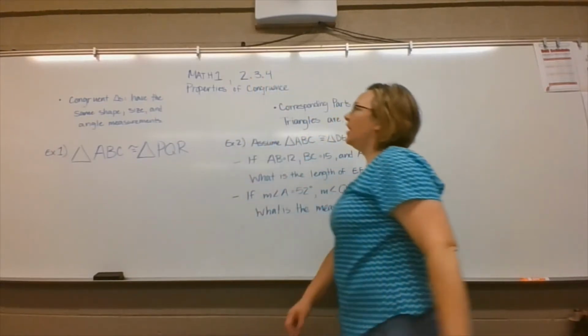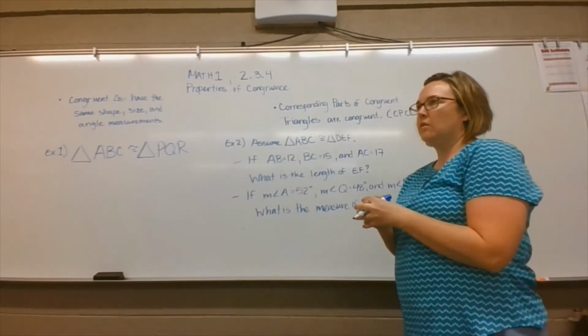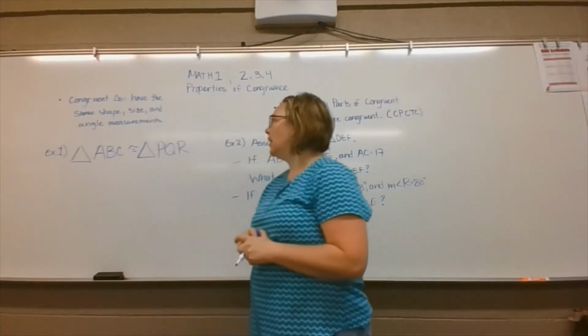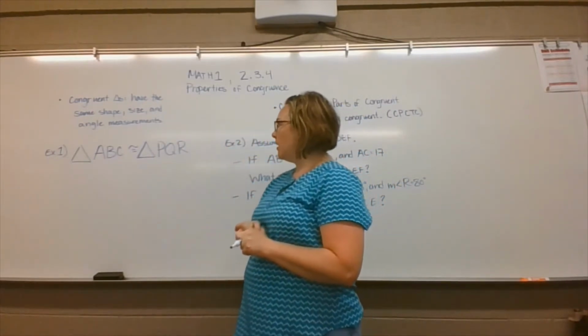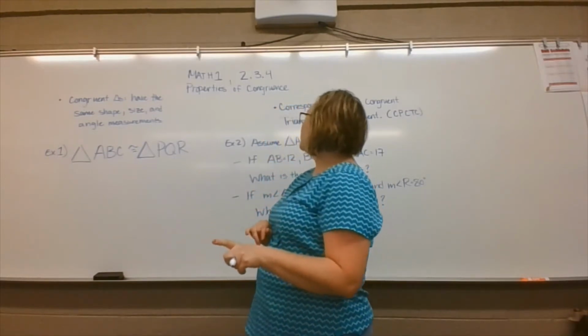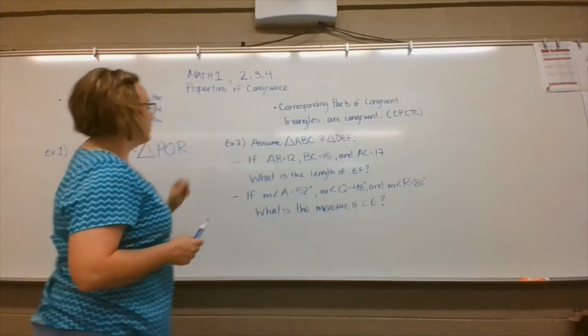Okay, so we're going to look at things that are true about two triangles that are congruent. As a reminder, congruent triangles have the same shape, size, and angle measurements. All right, so properties of congruence state, we kind of talked about this in the last one, they state that corresponding parts of congruent triangles are congruent.